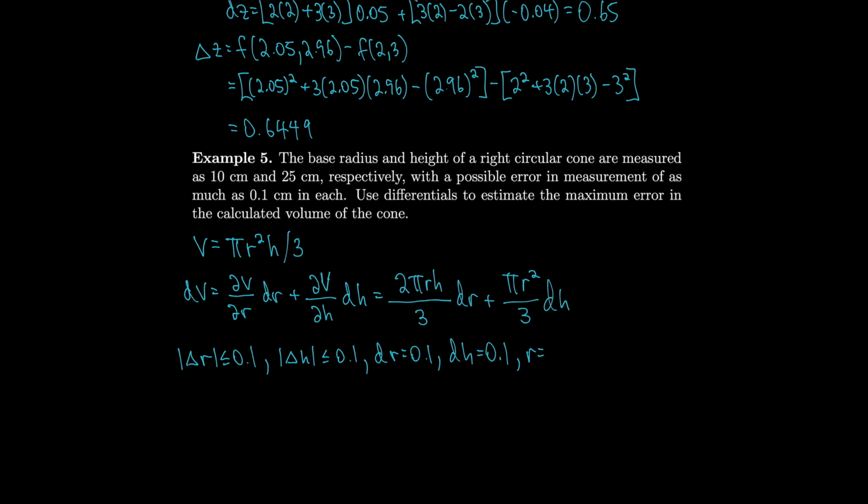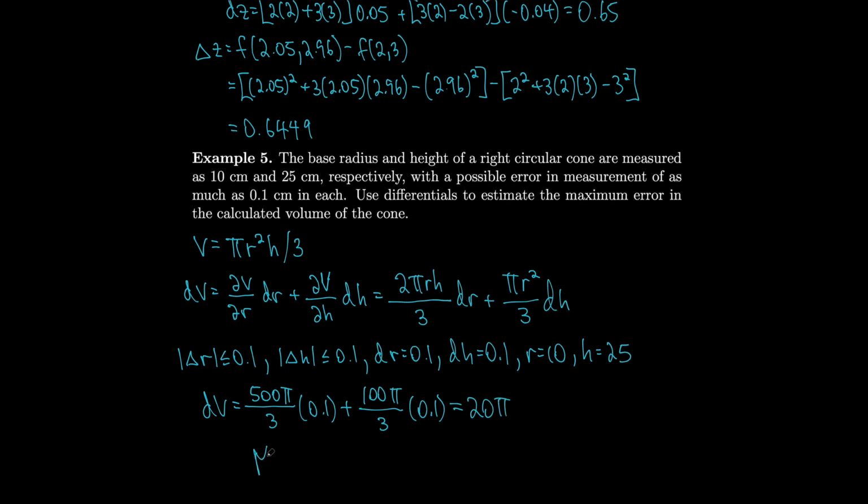And we're given r is 10 and h is 25. So we have everything we need to plug in. We'll get that dV is 500 pi over 3 times 0.1 plus 100 pi over 3 times 0.1, which is 20 pi. So in conclusion, our max error in our measurement is about 20 pi cubic centimeters, which is about 63 cubic centimeters.